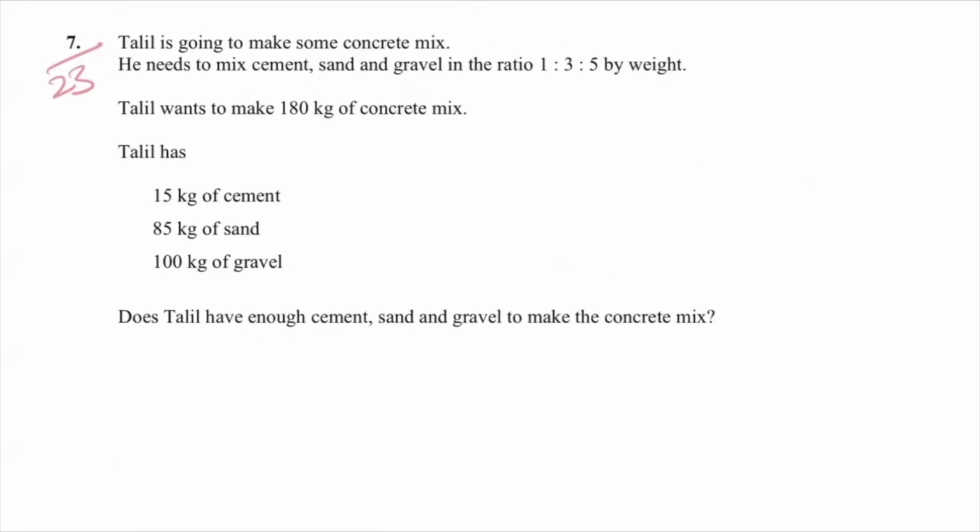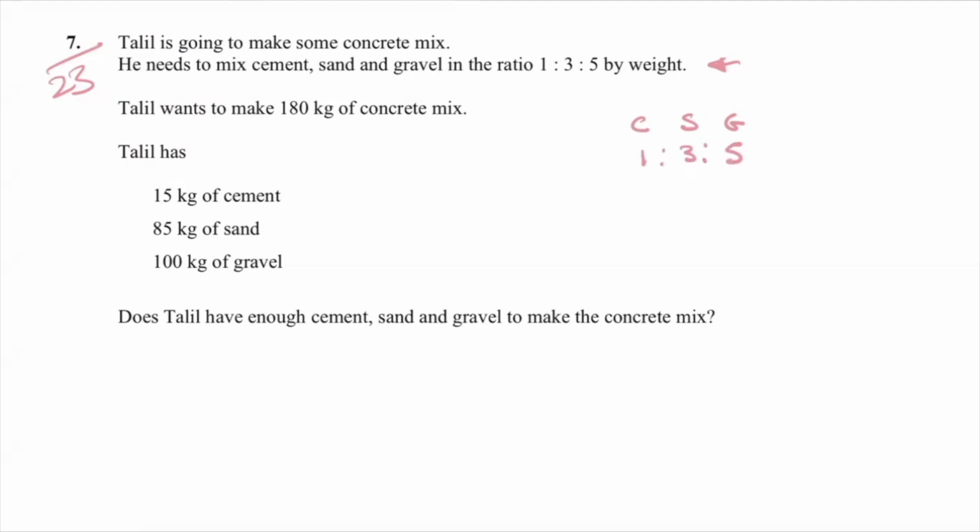Okay, next question is another crossover, so on both foundation and higher. In this question, we've been given some information about a concrete mix. So we've got a ratio of cement, sand, and gravel, and together that will create our concrete. So let's first of all code out this line. I would always code out immediately. So we've got cement, sand, gravel, 1 to 3 to 5.